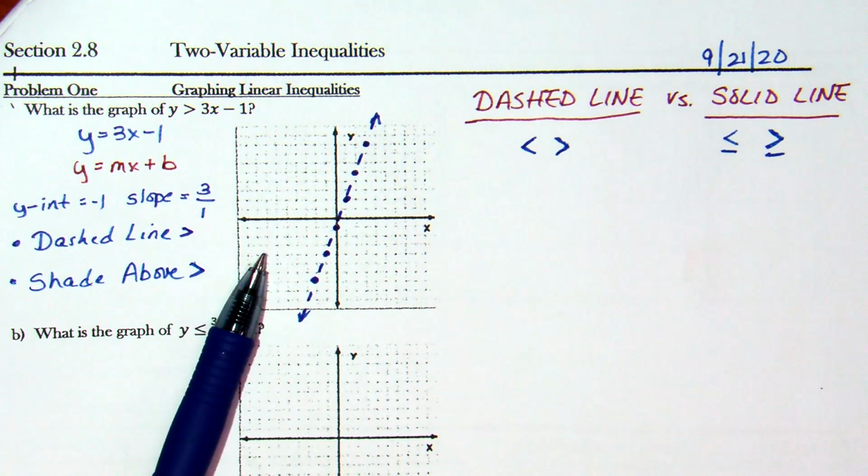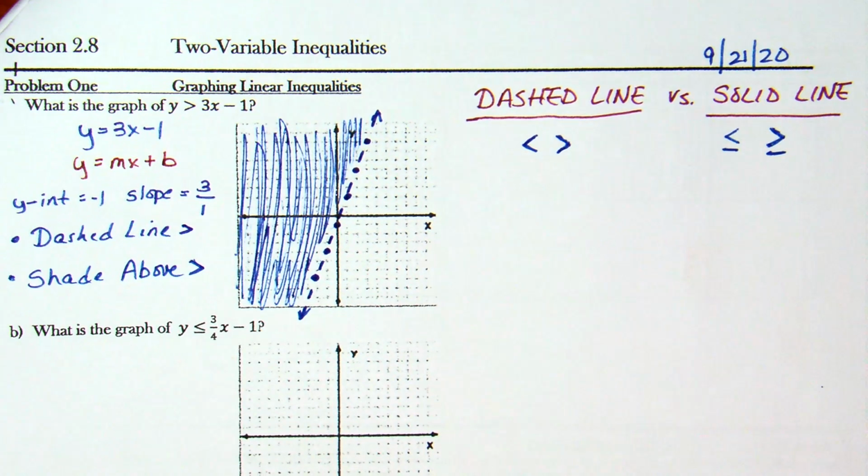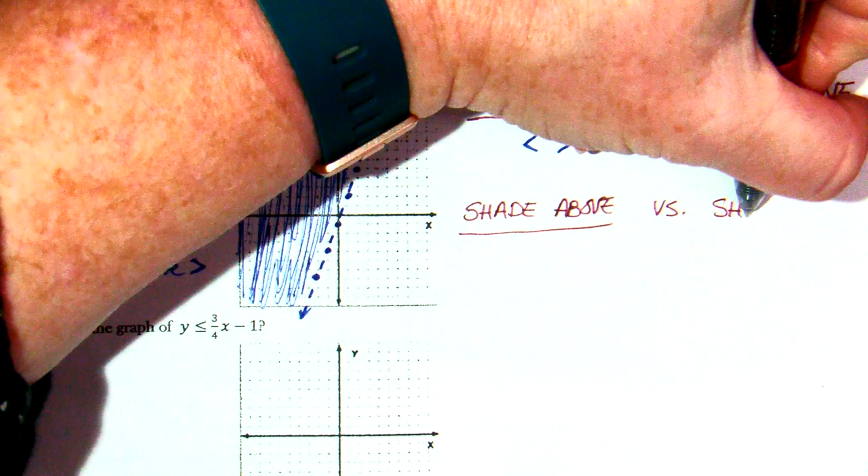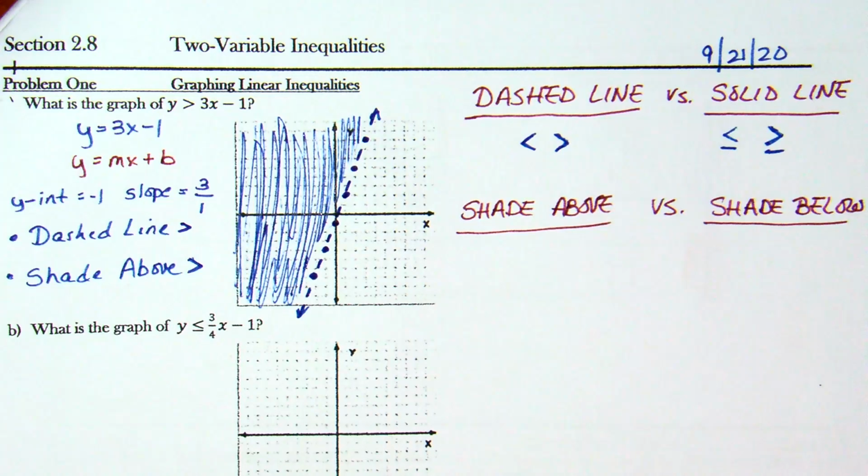Now, you need some help here. I'm going to set up the other part of this chart. The other part of this chart is, how do we know when to shade above versus shading below? So when are we going to shade above, with what kind of signs? Greater than, or greater than or equal to. When do I shade below? Any type of less than, so regular less than or less than or equal to.